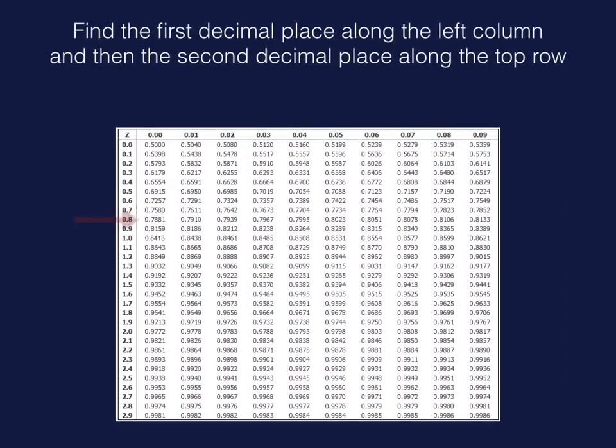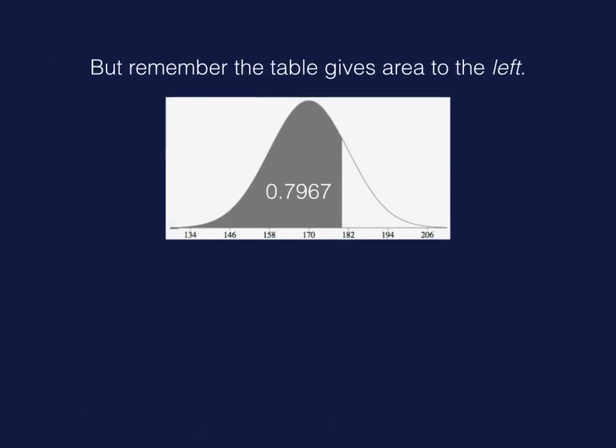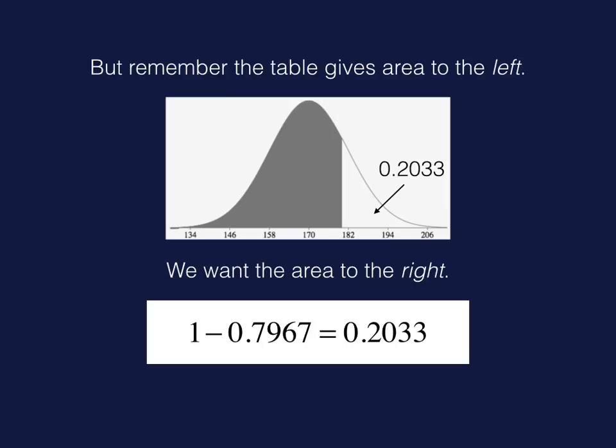So I'm going to find 0.83, and that's an area of 0.7967. Okay, but remember, I don't want the area to the left, which is what the table gives me. I want the area to the right. So I have to subtract from 1 to give me the area to the right. This is a very common trick that we're going to do a lot. If you want the area to the right, the table will give you the area to the left, and you subtract that from 1.